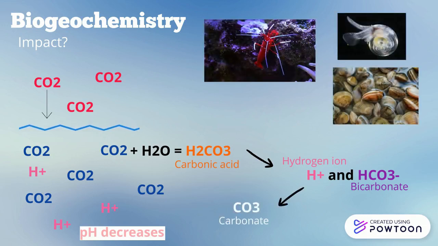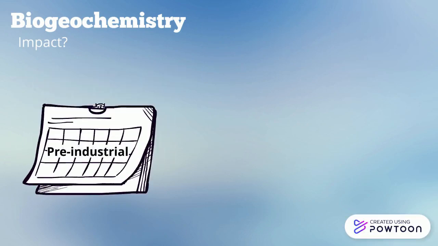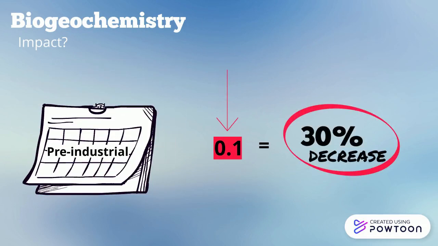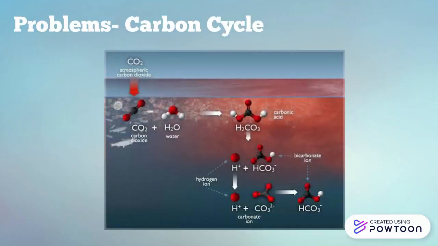Hydrogen ions bind with carbonate, reducing the abundance of calcium carbonate building blocks needed for calcifying organisms to build their shells. Since the pre-industrial revolution 200 years ago, the pH of the ocean has decreased by 0.1. The pH scale is measured on a logarithmic scale, meaning that a 0.1 drop is actually a 30% decline in pH.